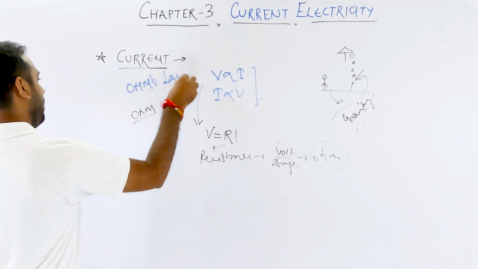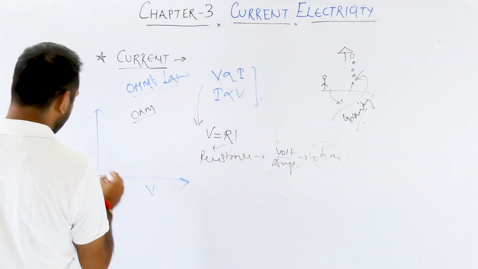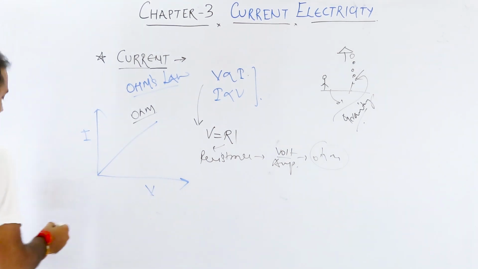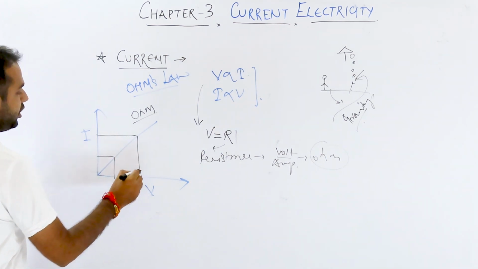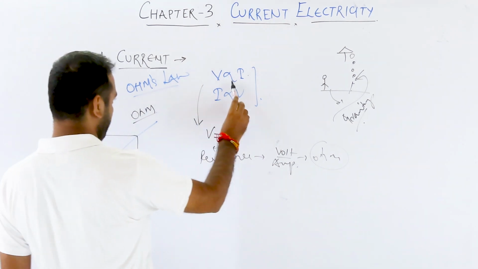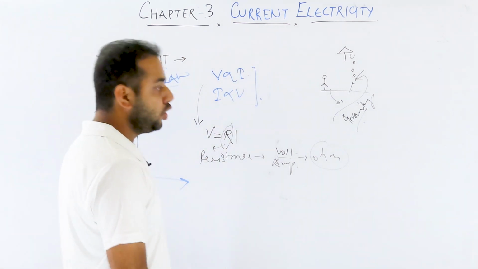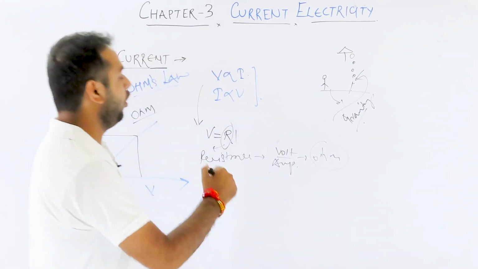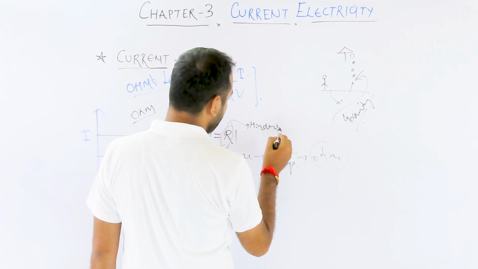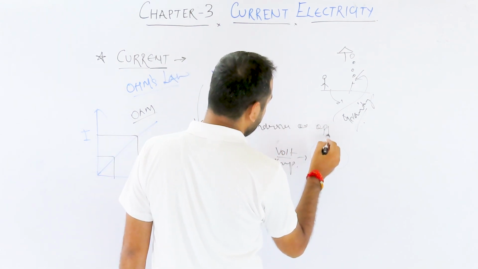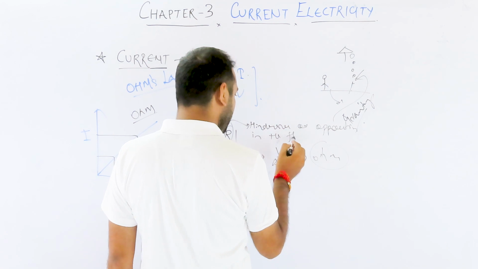Ohm's law. He saw when he drew a graph between potential and current, it was a straight line. A straight line means that both are increasing in the same proportion or decreasing in the same proportion. That's why I is directly proportional to V. So to remove that proportionality constant, he brings out a quantity called resistance. So resistance is the hindrance or opposition in the flow of current.